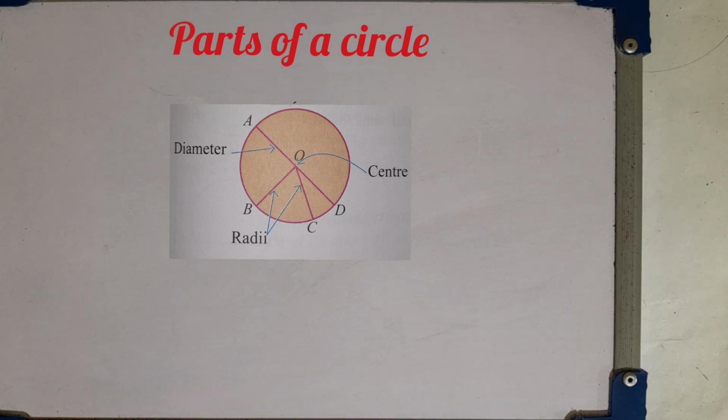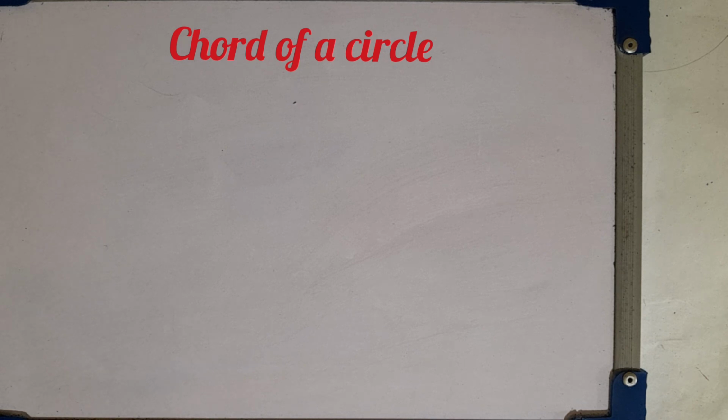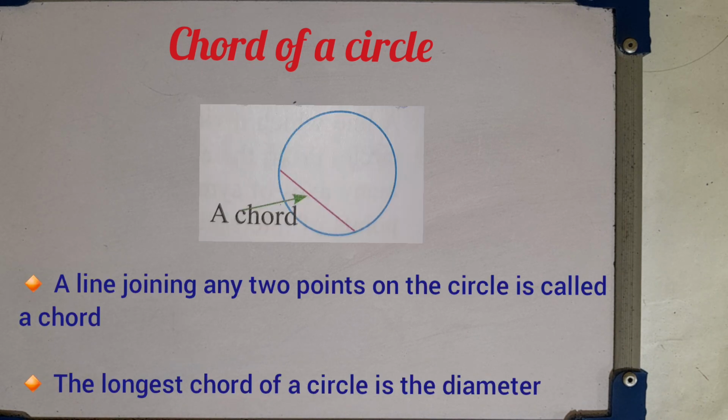These parts are necessary when we are studying the circle further. In this grade, first of all, we are going to learn about chords of a circle. What is a chord of a circle? A line joining any two points on the circle is called a chord. We have to remember the longest chord of a circle is its diameter. You can observe it through the diagram given here. I have marked several chords inside this circle.